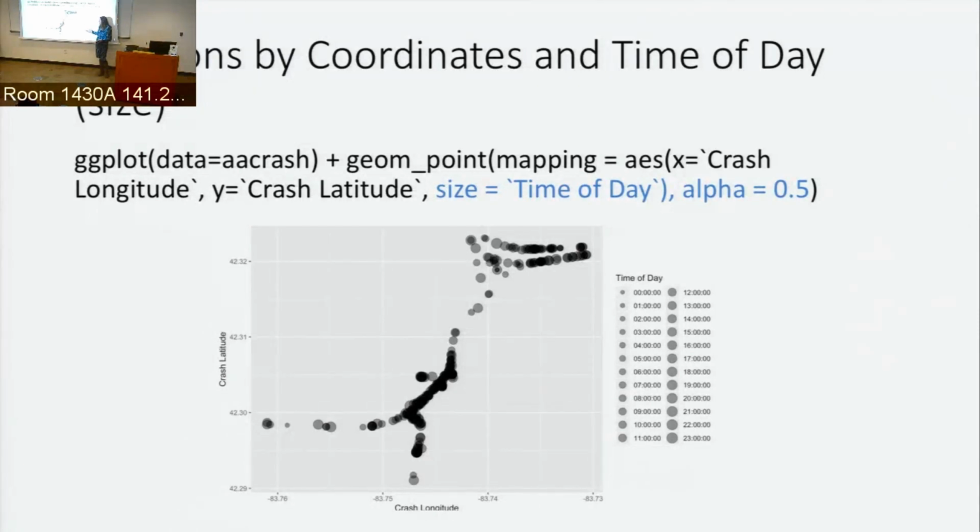The alpha here, again, allows us to see the clusters a little better, and you can play around with the alpha level. You can make it lower if it's still hard for you to see, but essentially, we're getting information about the time of day by the size, right? So earlier in the morning is smaller, and later in the day is bigger. Okay, just something to play around with.